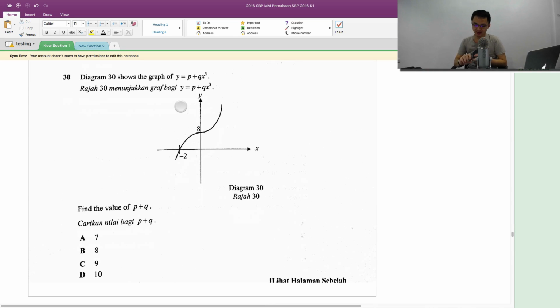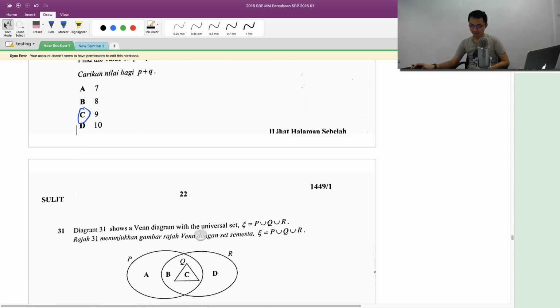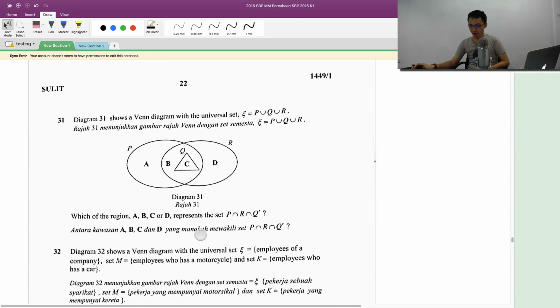Okay, so this question is 9. So you just substitute the coordinate into the equation. So it should be very easy. Alright, then we do 31.